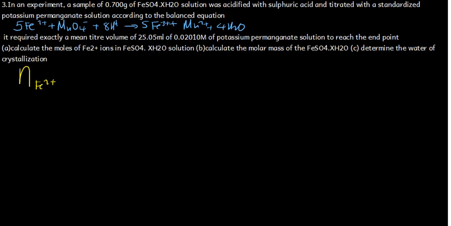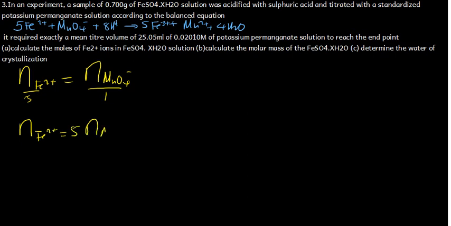So from what we can see from the formula, since this is a balanced equation, the number of moles of iron 2+ over 5 should be equal to the number of moles of the permanganate ions over 1. And so if we cross multiply, that gives us the number of moles of iron 2+ equal to 5 times the number of moles of the permanganate ions. But how do you find the number of moles of the permanganate ions? That is concentration times volume.